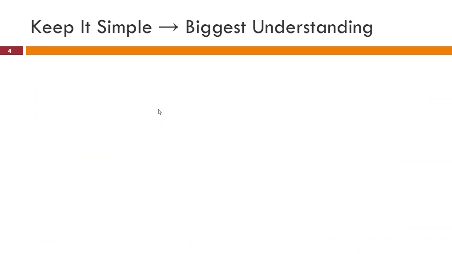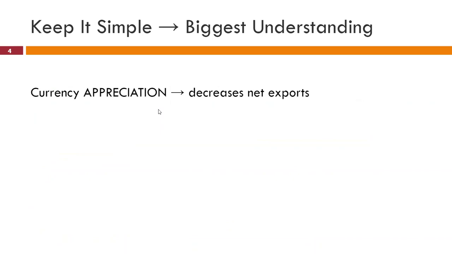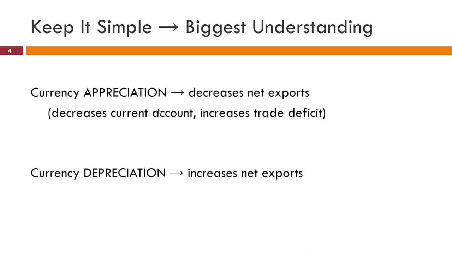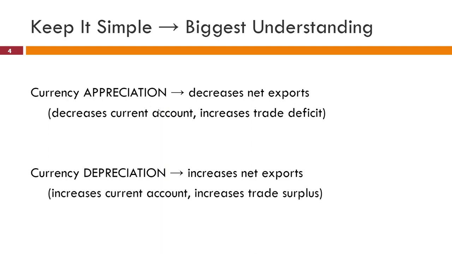So here is our final keep it simple understanding, right? Currency appreciation decreases net exports, aka it decreases the current account, and it increases trade deficits. A decrease in net exports is a trade deficit. Currency depreciation increases net exports, which is an increase in the current account and an increase in the trade surplus when we have more exports than imports.